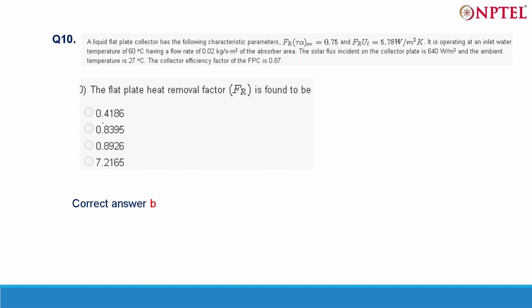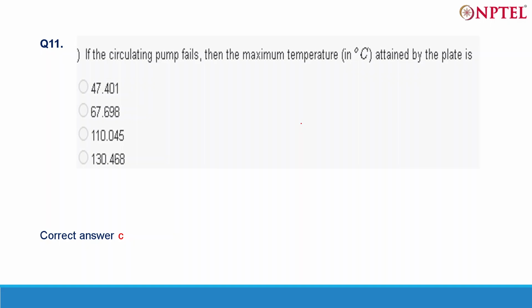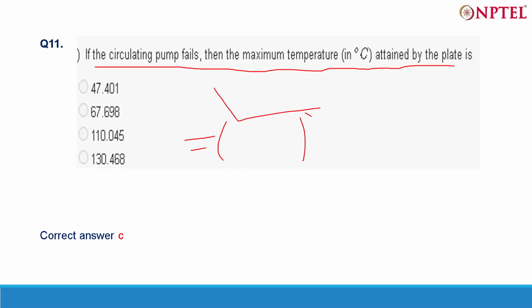Okay, so this is also a heat removal factor which you needed to calculate. The correct answer will be answer B. Then this circulating pump has the maximum temperature attained by the plate. Just balance the equation, whatever is the heat taken, heat loss. That heat will also be going to the plate. With this you can calculate the maximum temperature attained by the plate. That is C.